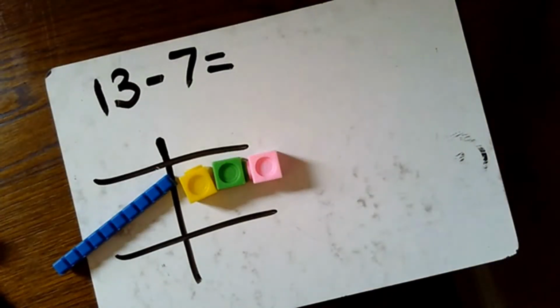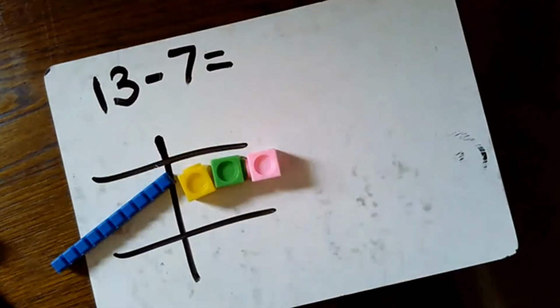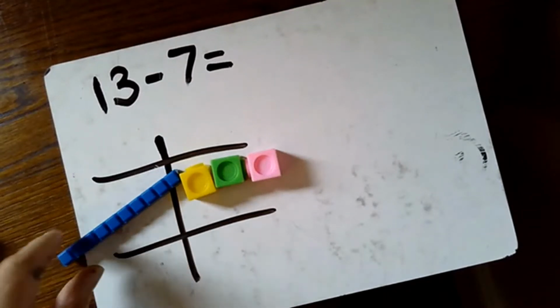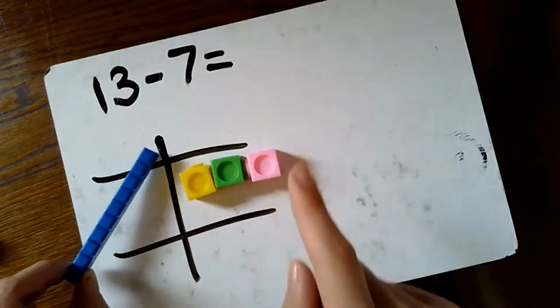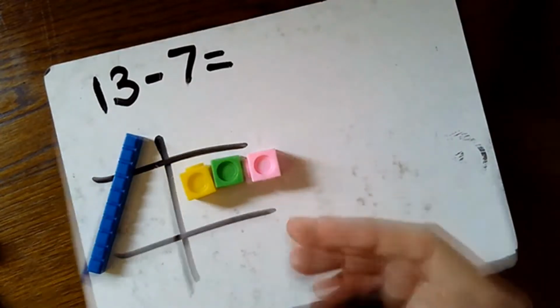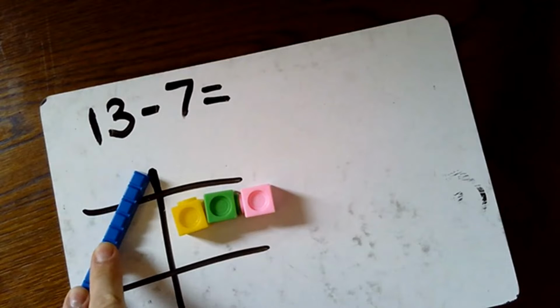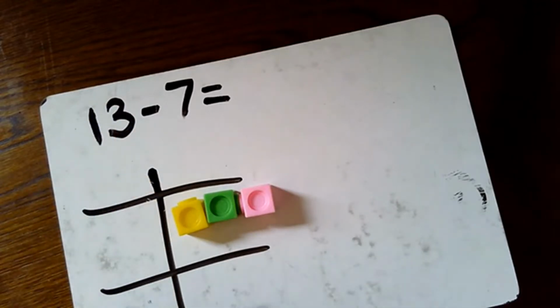Let's have a look here. I do not have enough ones to subtract 7 ones. I only have 3. Therefore, I need to go to the swap shop and regroup 1 ten to be 10 ones. When subtracting, I regroup 1 ten to be 10 ones. Yesterday, when you were adding, you were regrouping 10 ones to be 1 ten. But I'm going the other way with subtraction. It's the opposite.